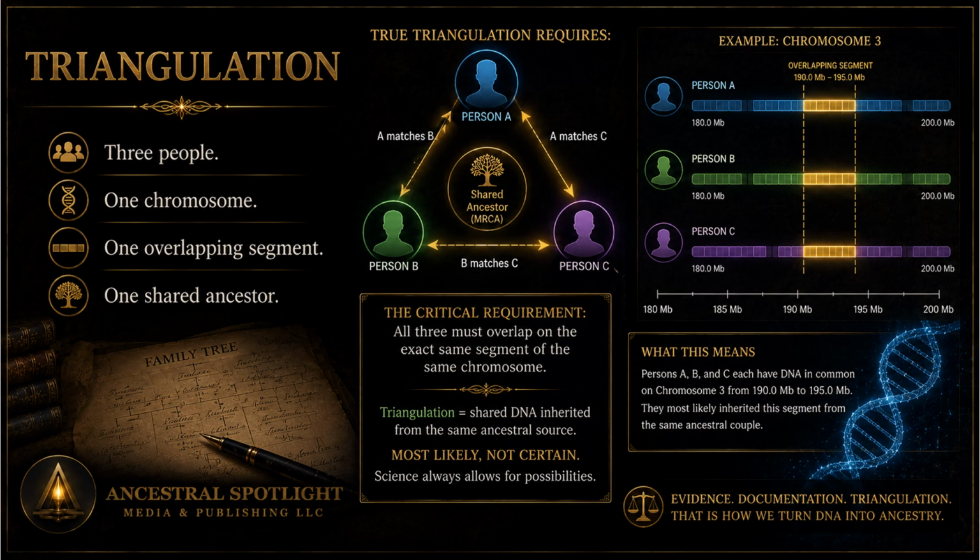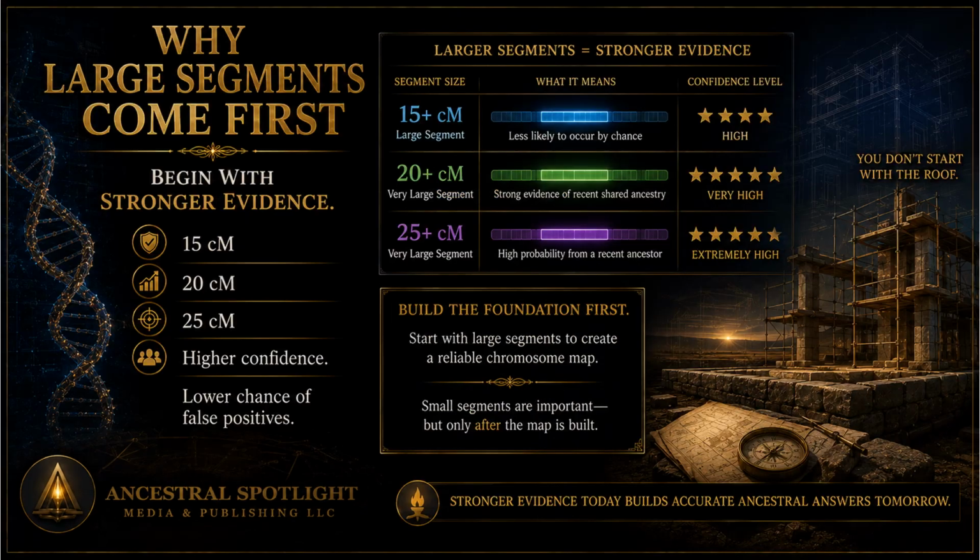Science always leaves room for alternative explanations until enough evidence has accumulated. One mistake I frequently see is researchers starting with tiny DNA matches: 5 centimorgans, 6 centimorgans, 7 centimorgans. Small segments can absolutely be useful, but they should never become the starting point. Instead, begin with larger chromosome segments. Larger segments are much less likely to represent random identical bistate matching. They generally provide stronger evidence of recent shared ancestry.